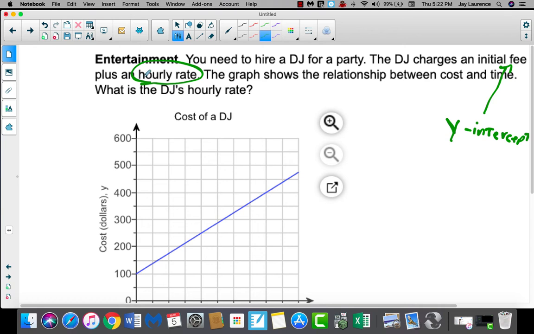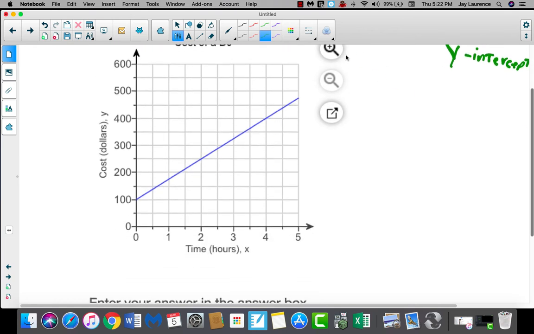An hourly rate is going to be the slope. Why? Because it's going to be so much per hour. $6 per hour, $12 per hour, $25 per hour. Okay, that's going to be your slope. All right, the graph shows the relationship between the cost and time. What is the hourly rate? Well, we need the slope. So let's see here. Here's a point right here. And let me see if I can find another intersection.